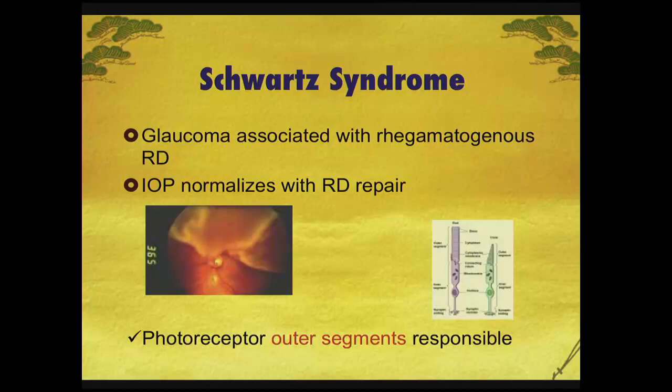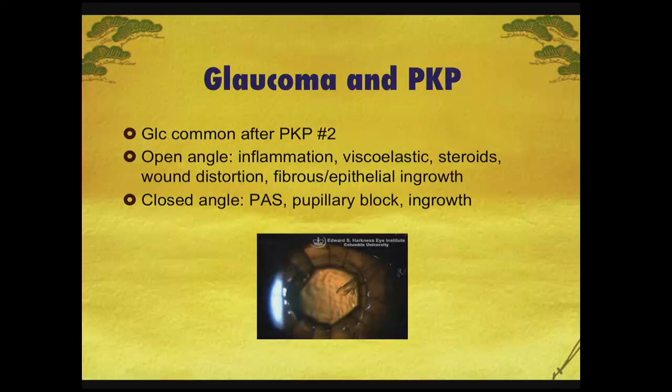Schwartz syndrome is a glaucoma associated with rhegmatogenous retinal detachments. The intraocular pressure normalizes after RD repair, and it's thought that the photoreceptor outer segments specifically are responsible for the elevated intraocular pressure. One can also get a glaucoma after corneal transplantation. It's most common not with the first transplantation, but with a second or a third. And there are many different reasons for it. You can have both open-angle and angle-closure types of glaucoma.